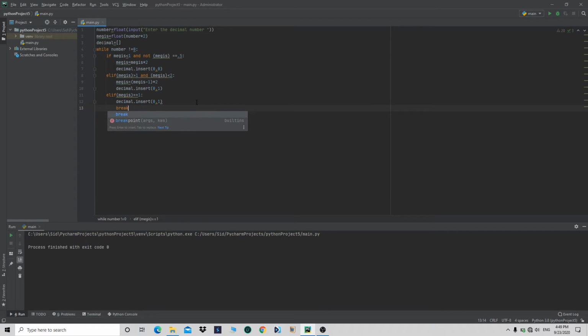For example, if we have 0.75 multiplied by 2, we get 1.5, and then it's not equal to 0, right? Then what's going to happen: 0.75 we get 1.5, then it's more than 1 and less than 2.